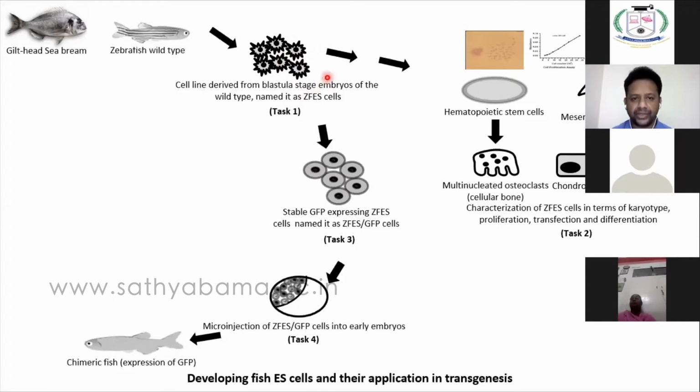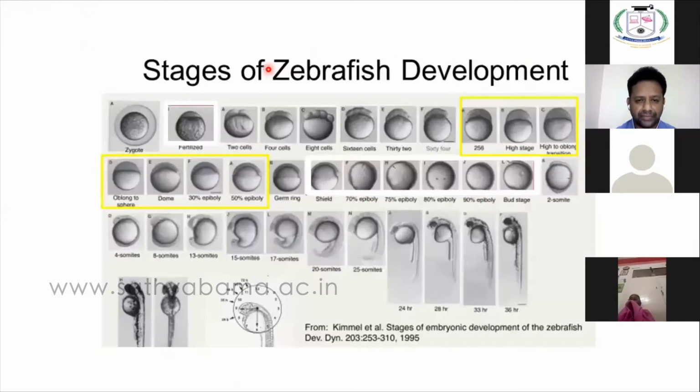Then we are also looking at the types of lineages these cells are able to differentiate into. This is one of the projects we got, and I'm going to tell you about its results. This is the zebrafish developmental stages. This is the blastula stage. From the blastula stage to the 50% epibole stage, you can get the stem cells, that is, pluripotent stem cells. We usually get the cells from this blastula stage. That is what is recommended.